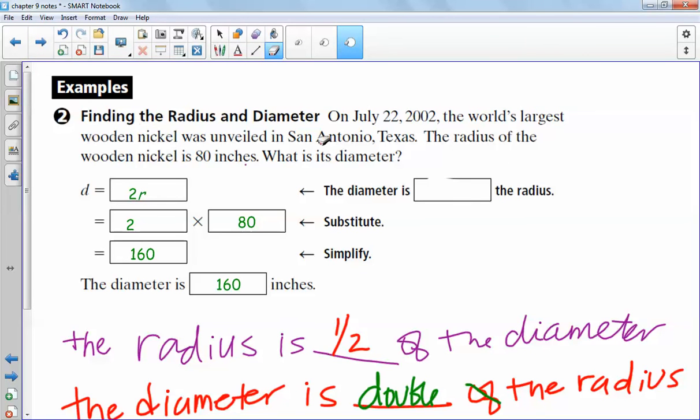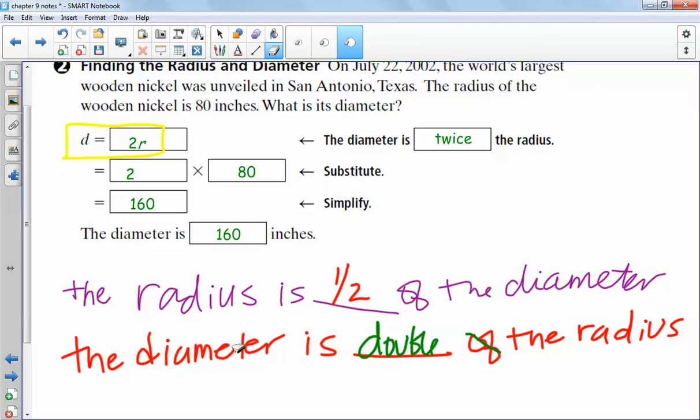All right, so again, the world's largest wooden nickel is in San Antonio, Texas. We want to try to find the diameter. So if we know the radius is 80 inches, we want to try to find the diameter. So we know, again, a formula you might want to put in your back pocket is that the diameter is equal to 2r. So we substitute numbers in. We know the diameter is twice the radius. So we're going to do 2 times r. What's the value of r? The value of r is 80, so 2 times r is 160, so the diameter is 160.